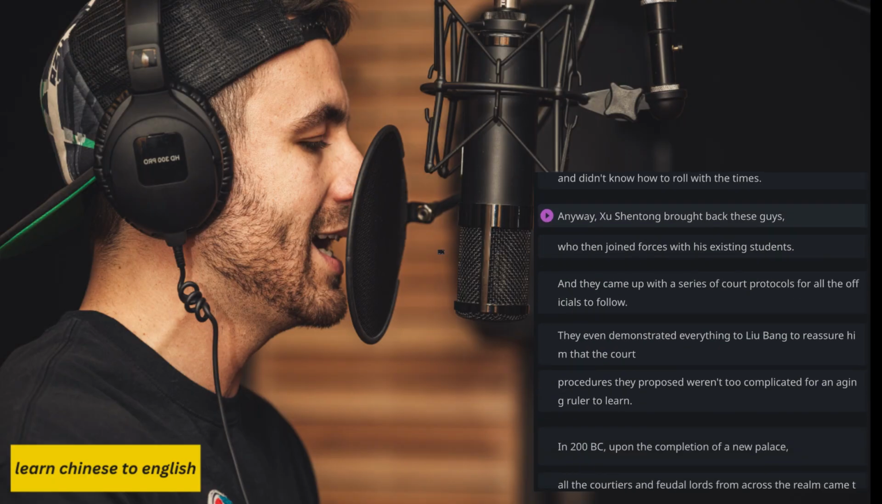Anyway, Shusun Tong brought back these guys, who then joined forces with his existing students. And they came up with a series of court protocols for all the officials to follow. They even demonstrated everything to Liu Bang to reassure him that the court procedures they proposed weren't too complicated for an aging ruler to learn.